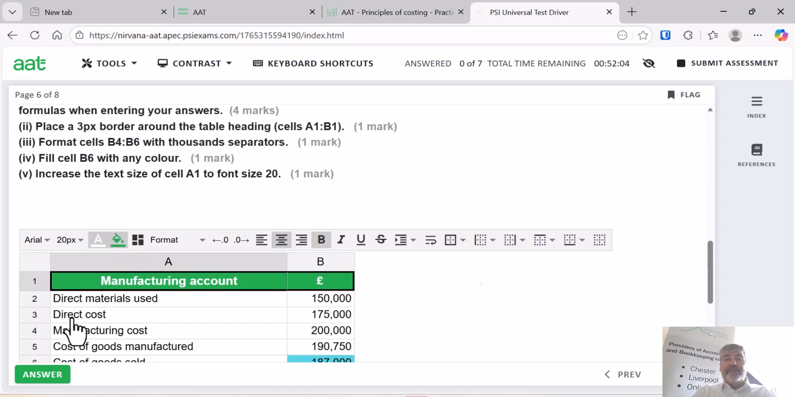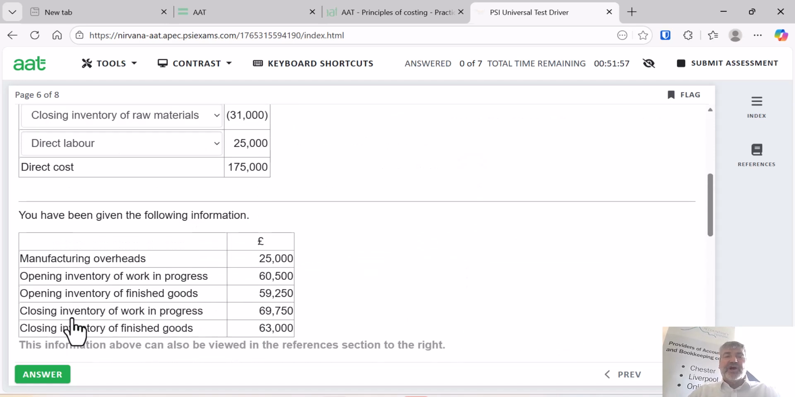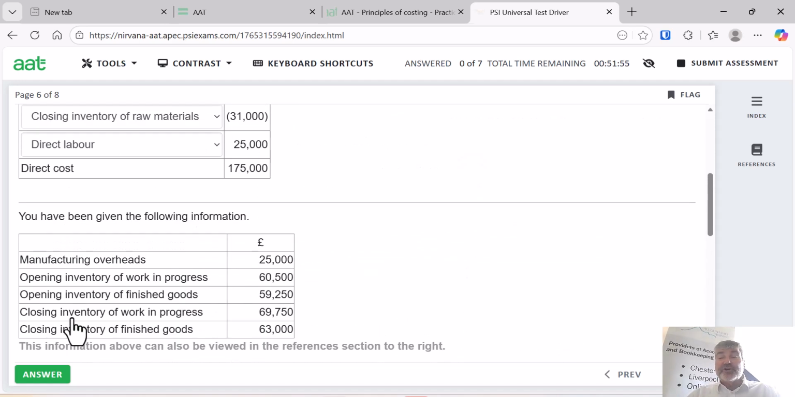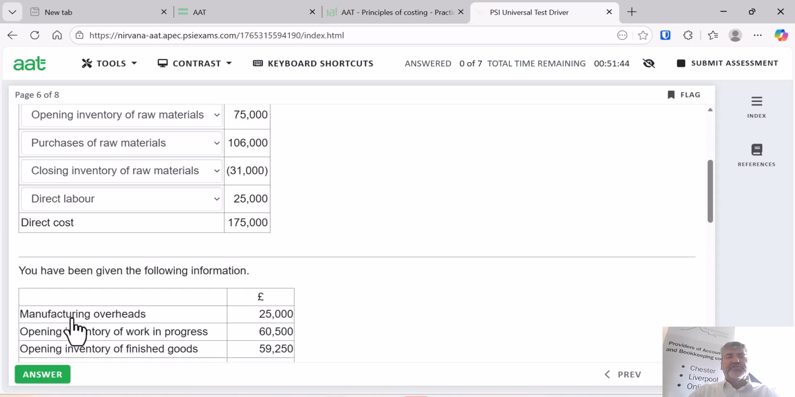So there we are, some very basic spreadsheet skills, but essentially the numbers in the task focused on a manufacturing account, which is quite a niche little area of the syllabus. And the manufacturing account just presents our costs through the production process and enables us at the bottom to show our cost of sales.